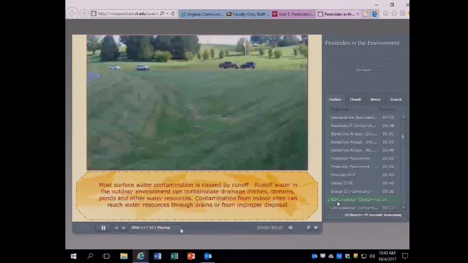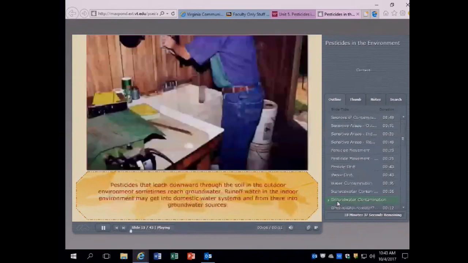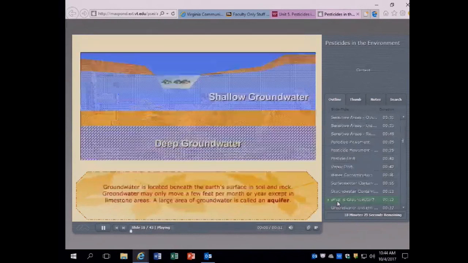Runoff water in the outdoor environment can contaminate drainage ditches, streams, ponds, and other water resources. Contamination from indoor sites can reach water resources through drains or from improper disposal. Pesticides that leach downward through the soil in the outdoor environment sometimes reach groundwater. Runoff water in the indoor environment may get into domestic water systems and from there into groundwater sources. Groundwater is located beneath the Earth's surface in soil and rock. Groundwater may only move a few feet per month or year, except in limestone areas. A large area of groundwater is called an aquifer.